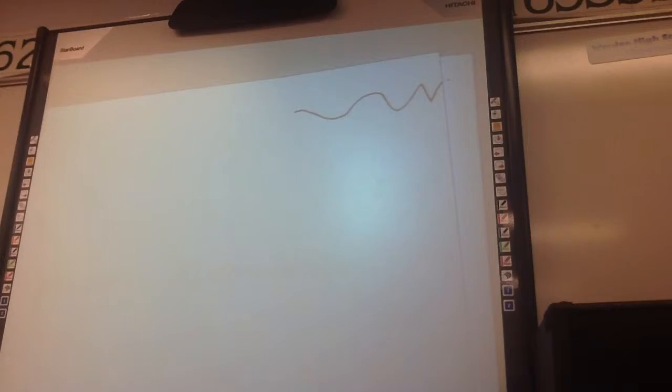Continuous means you can't lift your pencil off the paper. That's continuous. Not continuous would be like, oh, I have to pick my pencil up to go up there. That's not continuous. Differentiable is the ability to take the derivative. If it has a derivative, it's differentiable.